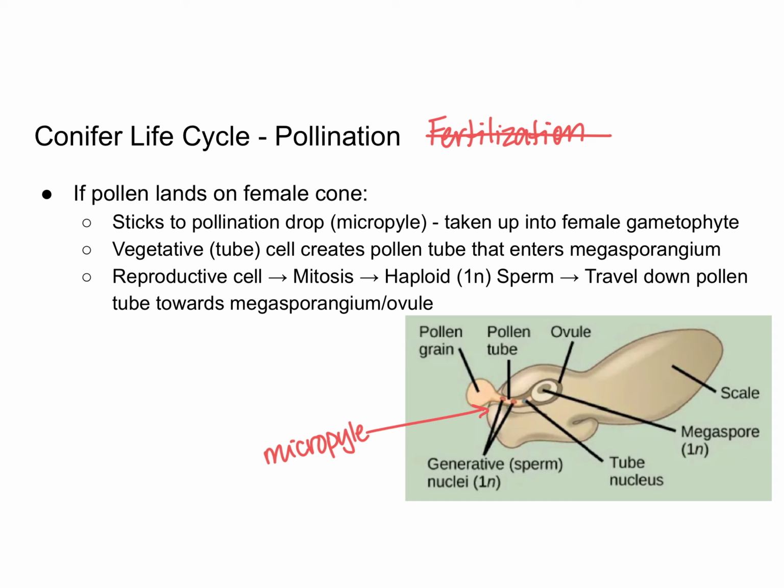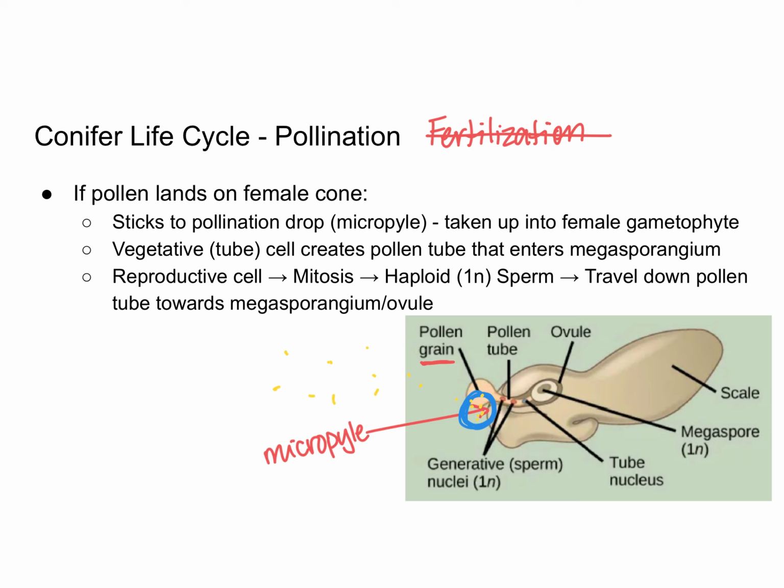And here it's actually showing a pollen grain already attached. But essentially what the female structure is going to do is produce this pollen drop that's kind of coming out of the micropyle. So imagine there's kind of a drop of liquid here. And this liquid is sticky. So when the pollen is working its way through the air, it might land on that pollen drop and get stuck. That pollen drop is then kind of sucked into the female gametophyte in order to basically pull the pollen into the structure.